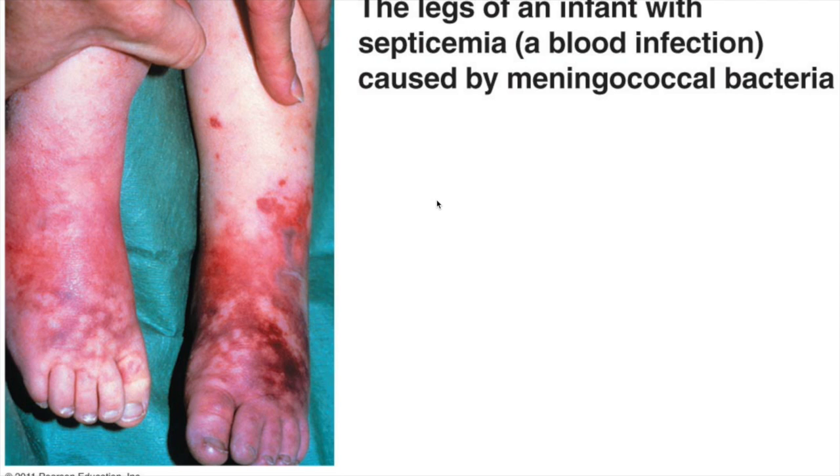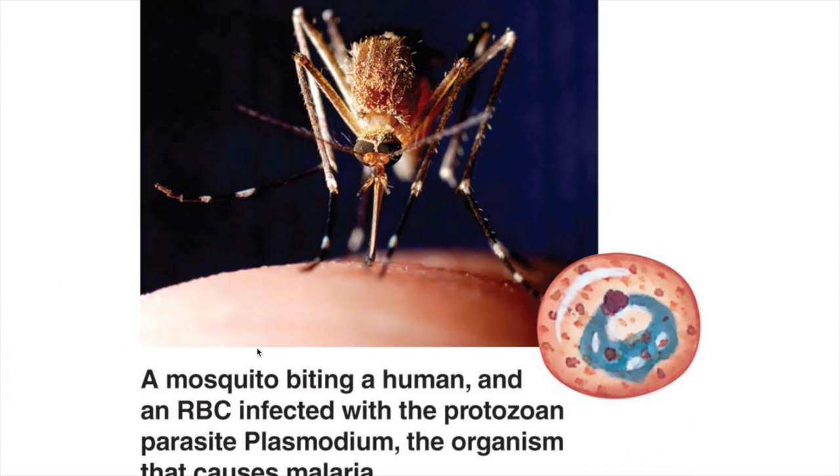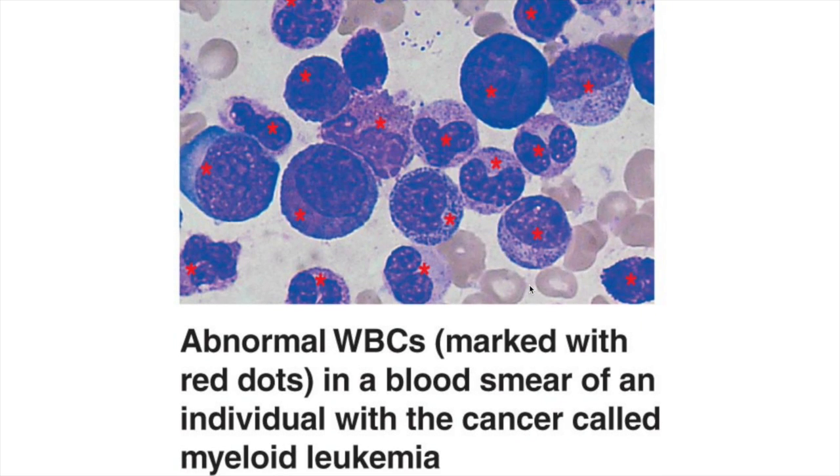Septicemia is an infection of the blood, since the blood is everywhere, and that can spread everywhere as liquid. This is a mosquito spreading malaria, and that will deposit some parasites in your blood that will kill the red blood cells. And then leukemia is cancer of the white blood cells, so this person has way too many white blood cells.